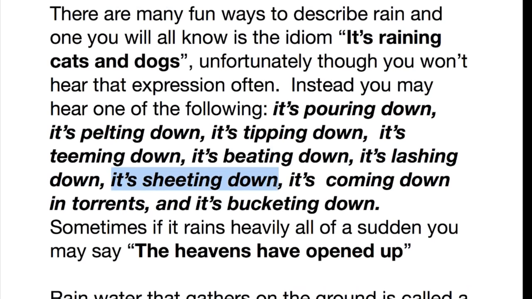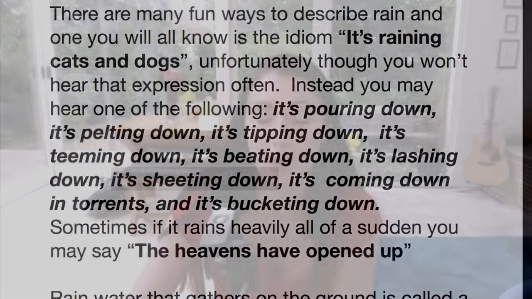It's sheeting down. Now be careful with this one. You have to keep that vowel in the middle, long E, sheeting down. Otherwise, if you have a short vowel, it will sound like you're saying a bad word. And that's not what you want. So it's sheeting down, like as if the water was coming down like a waterfall. You see a sheet of water. It's sheeting down. Maybe just don't use that one.